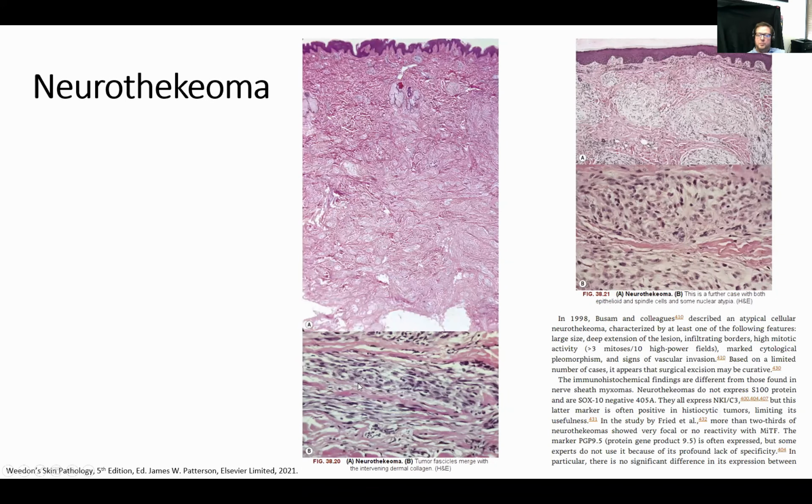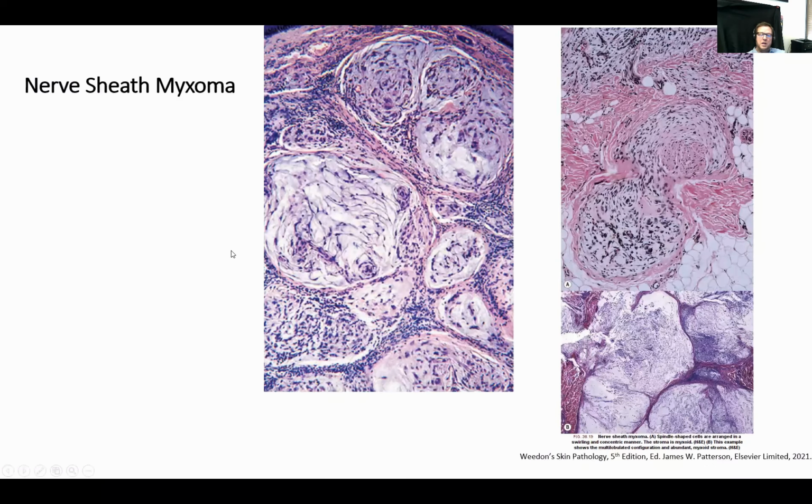So here are the pictures from the book, the fascicles of pale cells. You can see it can be quite deep. Here's the same thing. I think our case might have been a little better. When I trained, neurothekioma and nerve sheath myxoma were considered part of the same tumor spectrum, and this was just a less cellular, much more mucinous component.